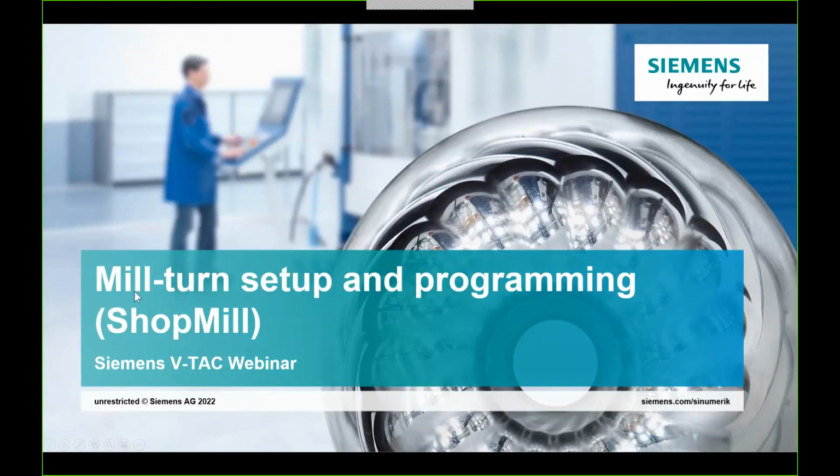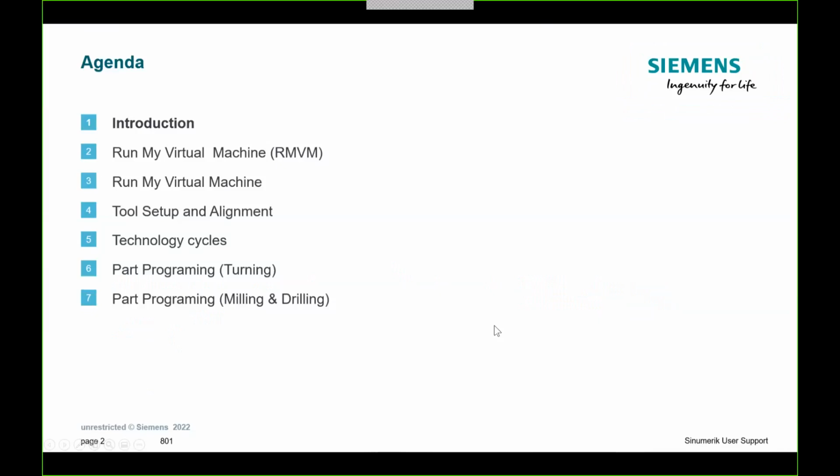We're going to be covering topics related to MILL-TURN and specifically in ShopMill. So we're going to start off with just a brief introduction on what we mean by MILL-TURN and how our technology works. And then I'm actually going to be introducing you to a new product for us called MyVirtual Machine. This will be related to the control SINUMERIK ONE. Then after that, tool setup, technology cycles, and then we will get into programming a part with turning technologies.